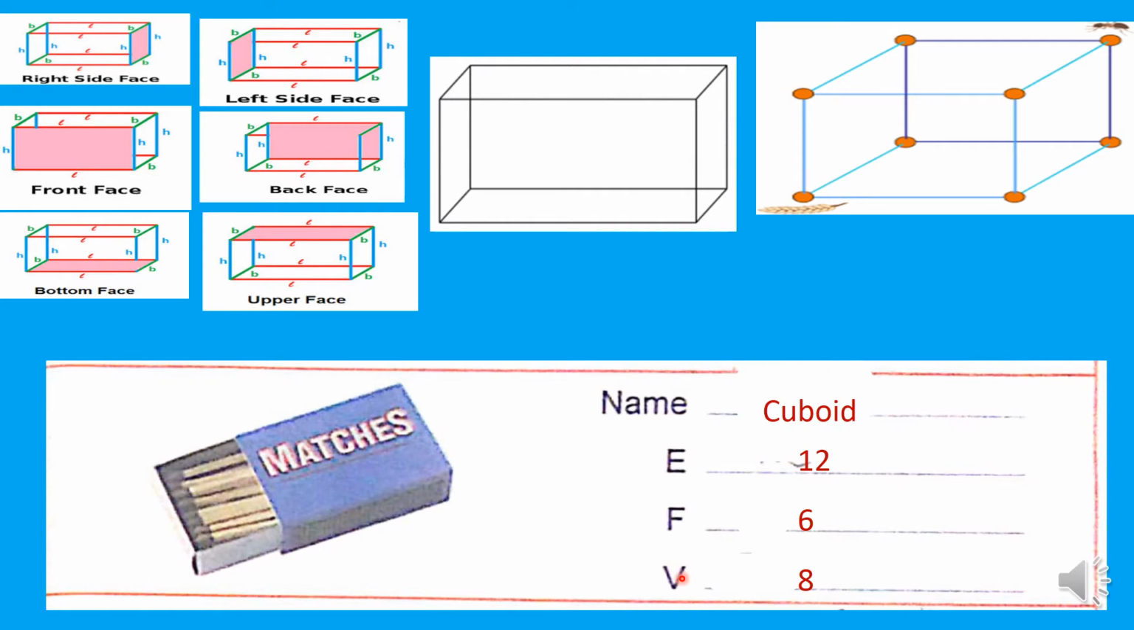Next, V for vertices. How many vertices does the cuboid have, children? Vertices means 2 lines meeting place. Okay, 1, 2, 3, 4, 5, 6, 7, 8. So total 8 vertices the cuboid has. That's why we're writing 8 here. Okay, children.